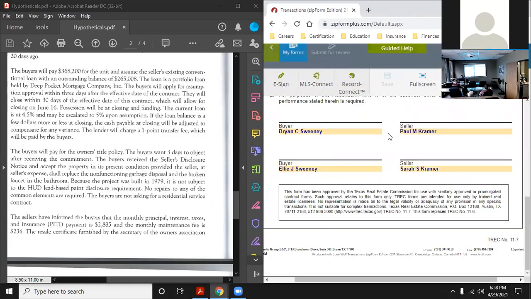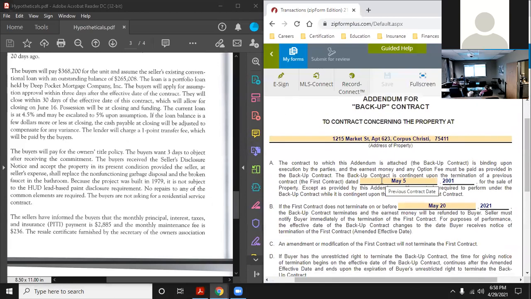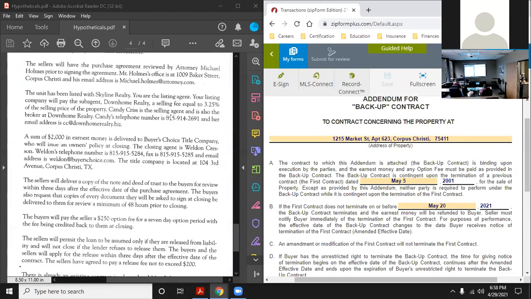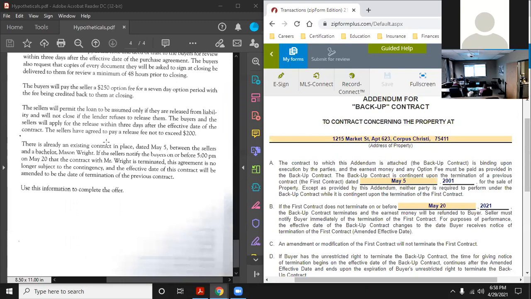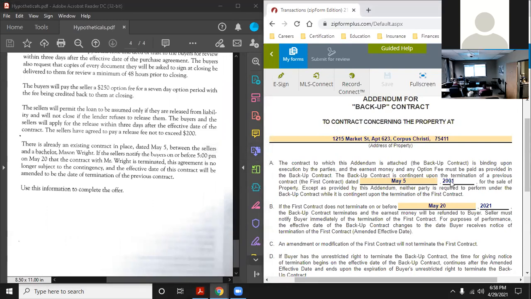You have the addendum for backup contract, basically stating, we went through this 2 days ago, that the first contract was formulated on May 5th. That is what this last paragraph here says. There was a contract in place dated May 5th between the sellers and a different person, basically. So this is when the initial contract is.